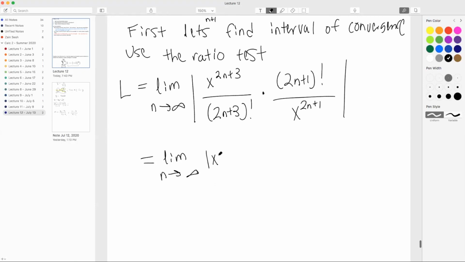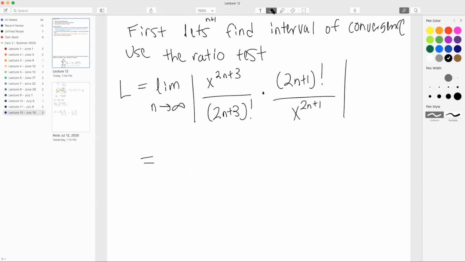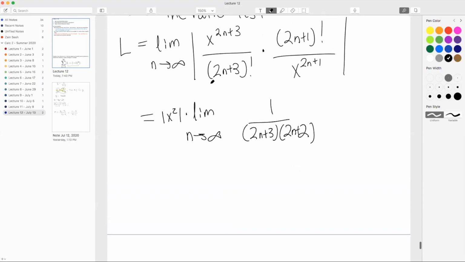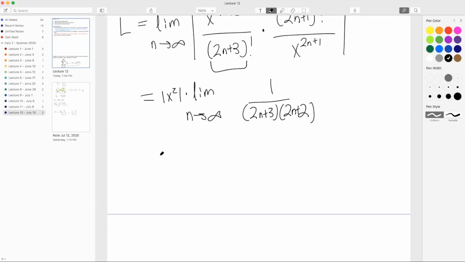You're going to have an x squared. Actually, I can bring the x squared outside of the limit, so let me just do that. You're just going to do some algebraic simplification. So you get the absolute value of x squared multiplied by the limit of 1 over 2n plus 3 times 2n plus 2. I'm just using that property of factorials down here. Good, and I hope you guys agree that this limit is 0.